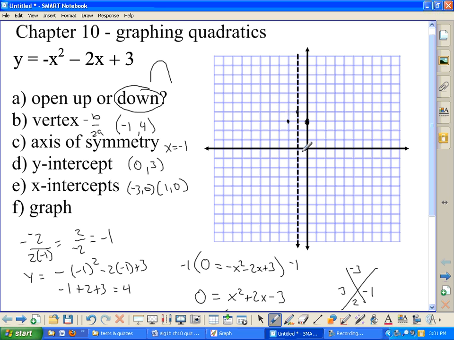And then my x-intercepts at negative 3, 0, and 1, 0. Again, everything should look symmetric. If you have points that are not symmetric with respect to your axis of symmetry, then you probably made a mistake somewhere. So now I can sketch my parabola in, comes up, hits the vertex, comes back down. Remember, it keeps on going in this direction, so I put arrows there. And that is the graph of y equals negative x squared minus 2x plus 3.